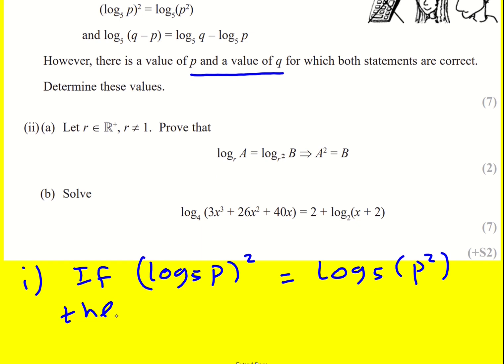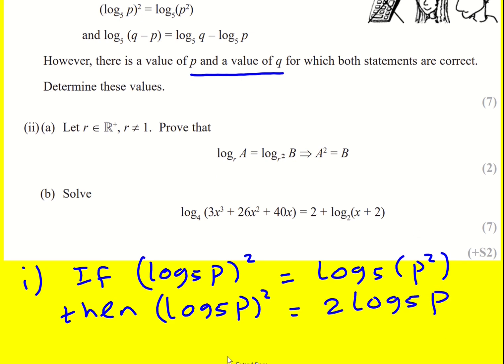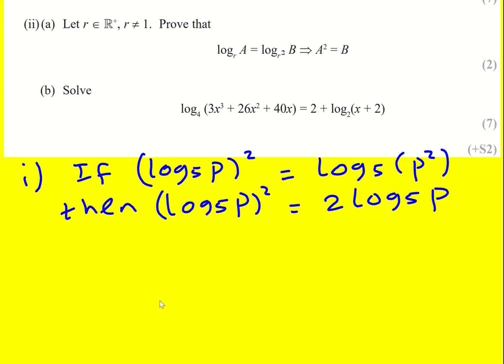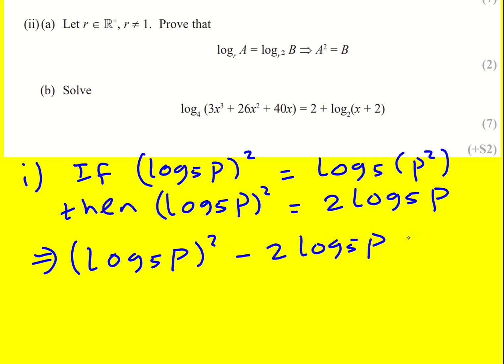then using the third rule of logs, it must be that this is true. Which implies, now there's two ways you can deal with this. You can either divide through by log to base 5 of p, but consider it equal to 0, or we can subtract and factorize. I'll go with the latter today.